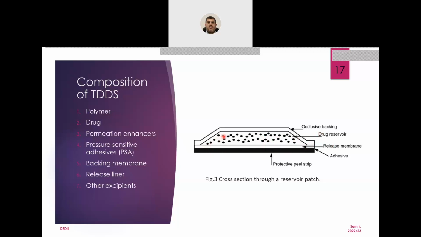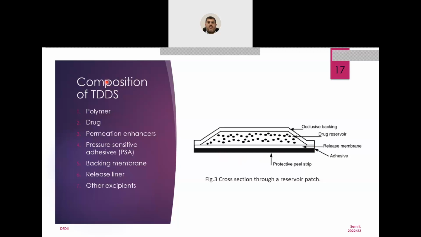This will be between the skin and the drug reservoir. You have the backing membrane. Okay, this is the body or the container of the patch, and you have adhesive so that the patch will stick to the skin. And before use, there will always be a piece of paper, we call it liner, that will protect the adhesive from drying up or from adhering to the package of the transdermal patch. You just remove it before use.